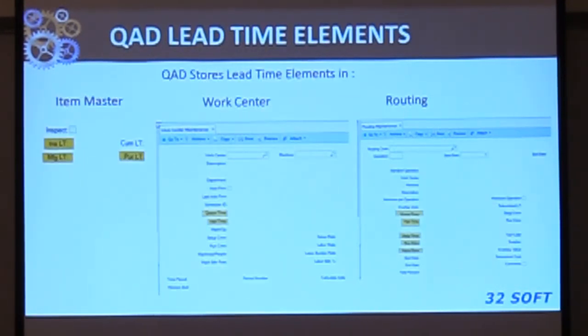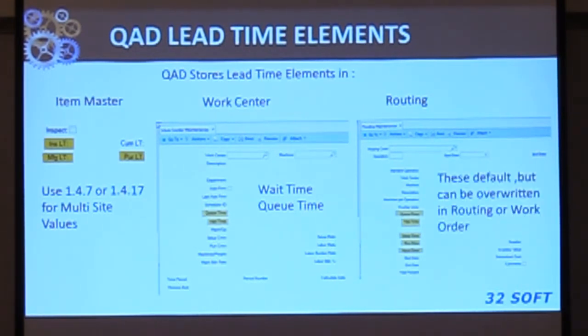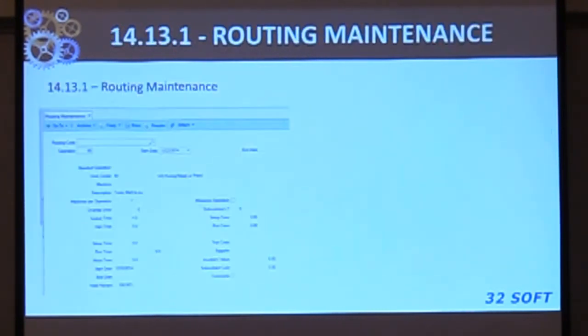In QAD, there are places where you maintain these values. In 1.4.7 or 1.4.17, you can see you've got the manufacturing lead time, purchase lead time, or inspection lead time, and the CMLT. Who knows what CMLT is? Cumulative manufacturing lead time. And that tells you how far out in the future you need to forecast. In the work center, we looked at the wait and queue time and the routing. These can be overwritten when you do a work order, but that's the queue, the wait, setup, runtime, and move time for a particular work order itself.